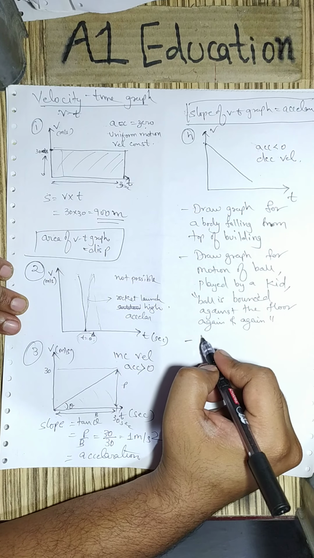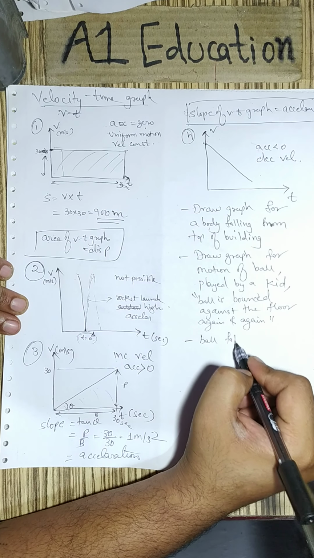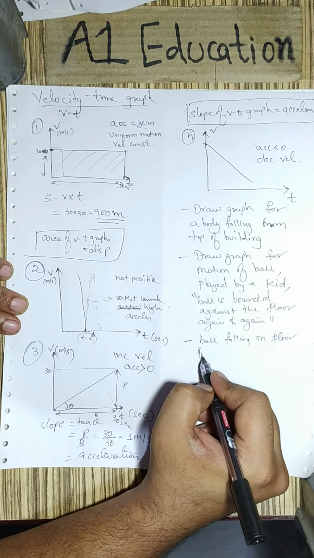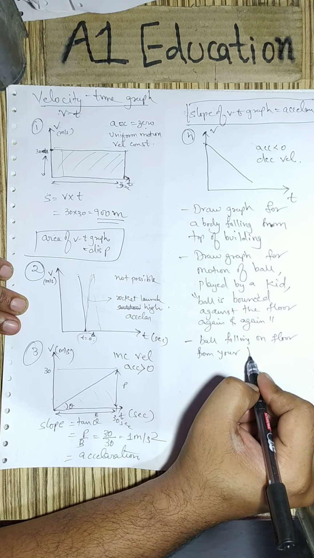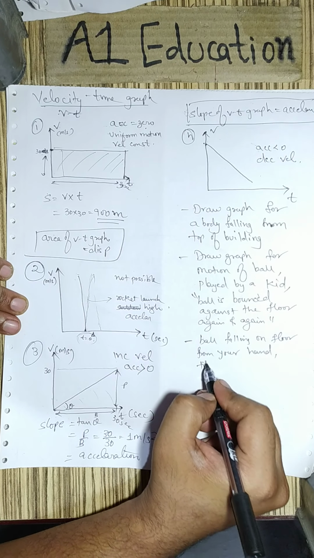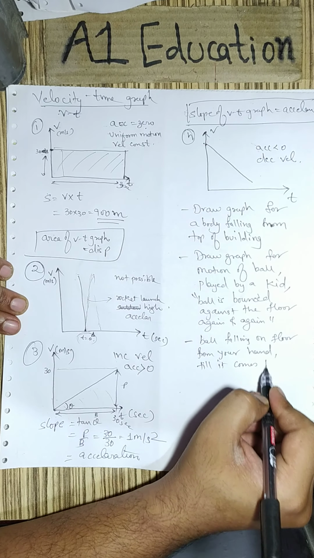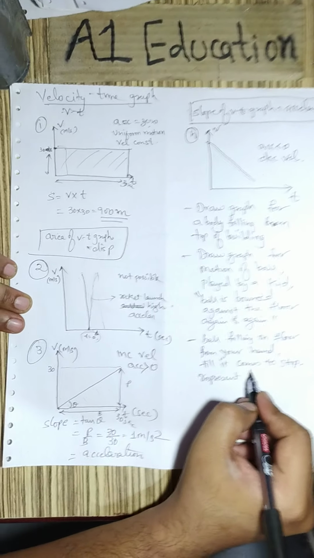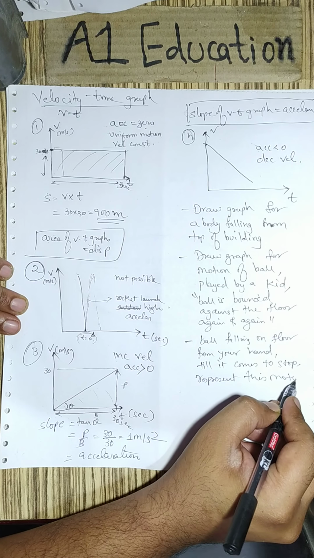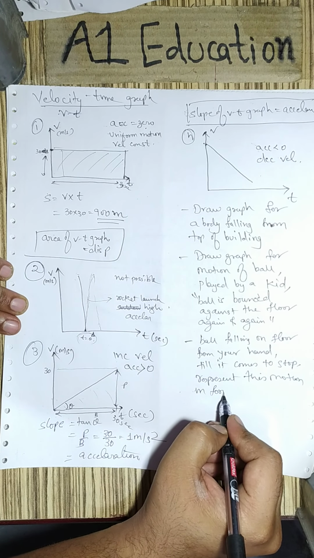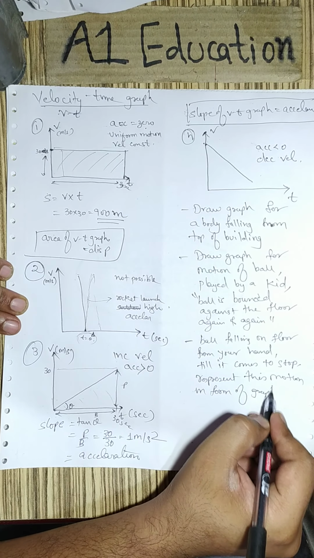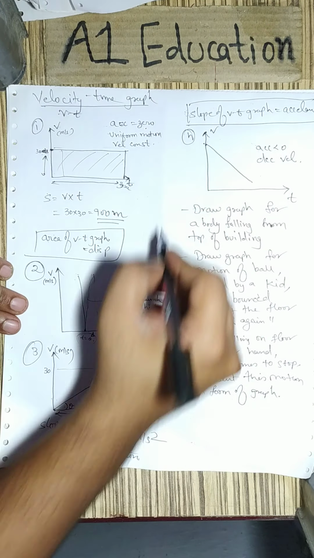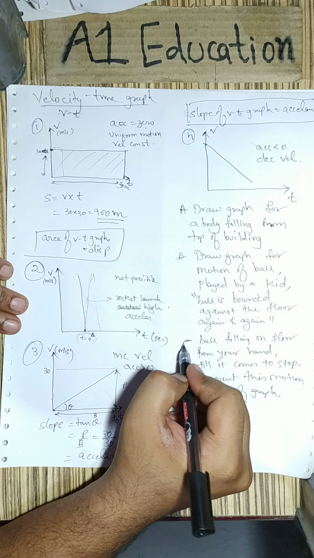Another question: a ball falling on the floor from your hand till it comes to a stop. Represent this motion in the form of a graph. These are some practical questions which you may see in your everyday life. Try to plot them, otherwise we'll discuss them in the coming lectures.